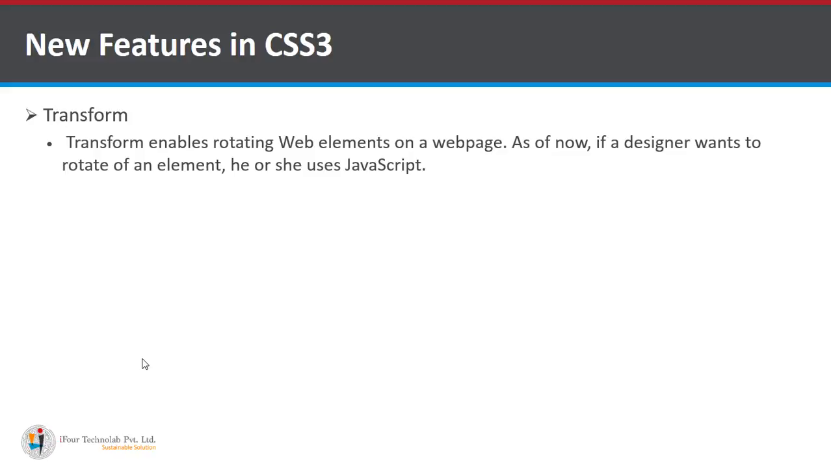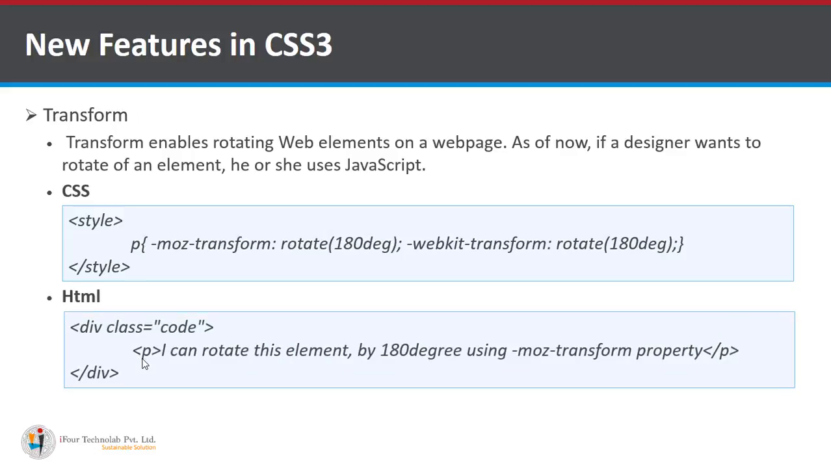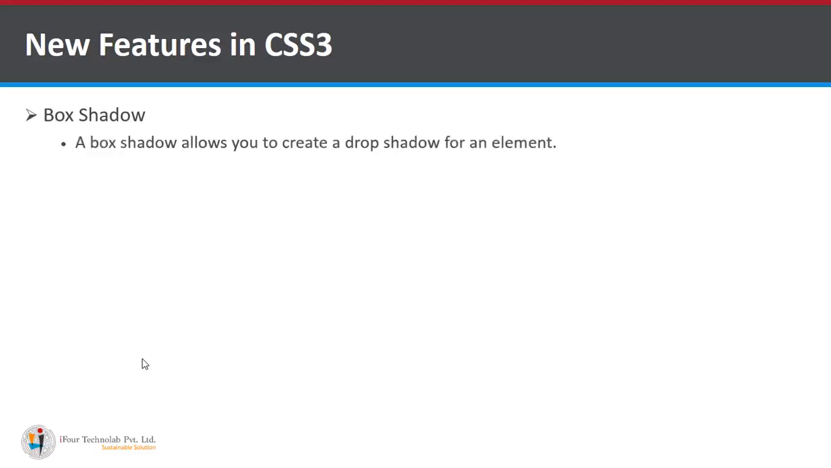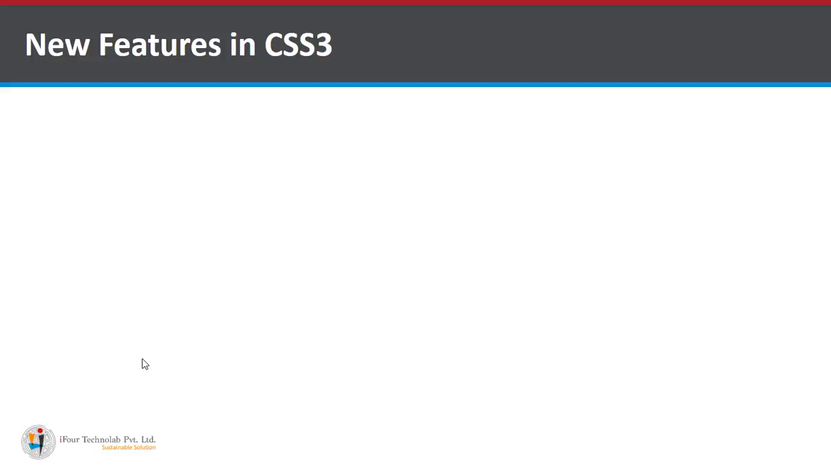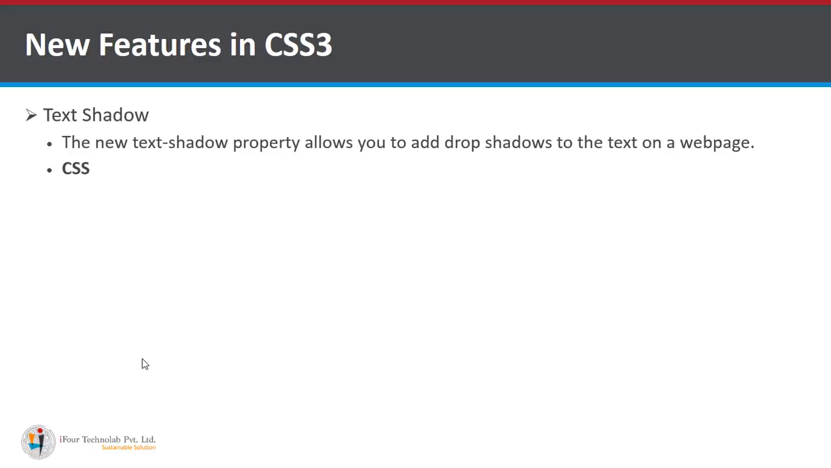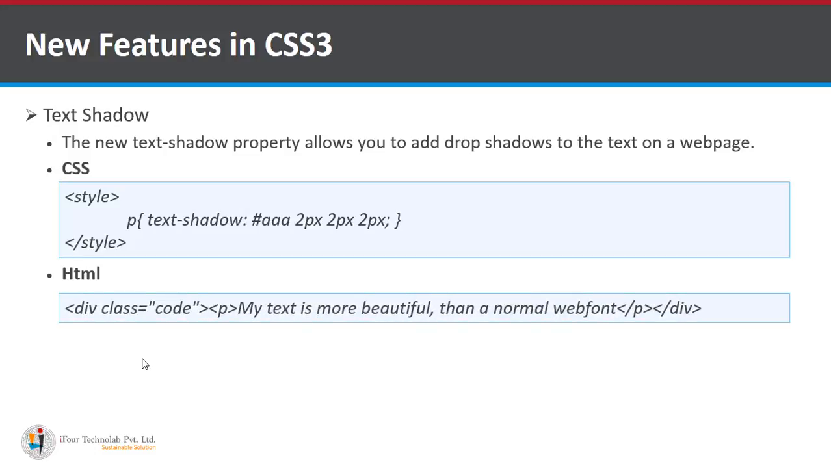Transform, you can rotate the text or anything according to degree: 180, 270, 360, 90, whatever you want. Your HTML and CSS will be like this. Box shadow is another new feature in CSS 3. This is your CSS and this is your HTML. Text shadow is another new property which allows you to add drop shadows to the text on a web page. Your CSS will be like this and HTML will look like this.